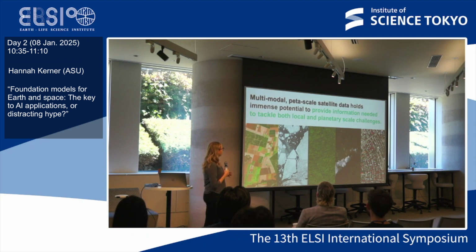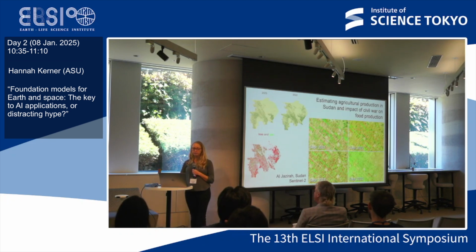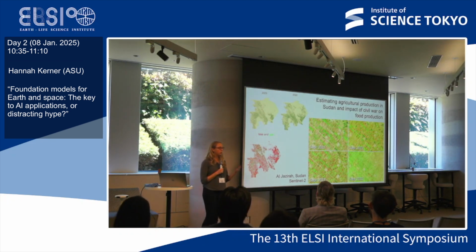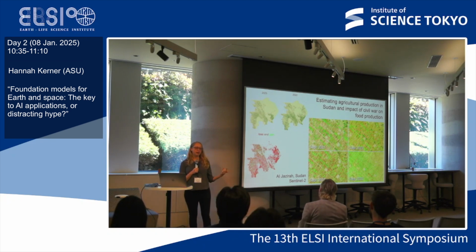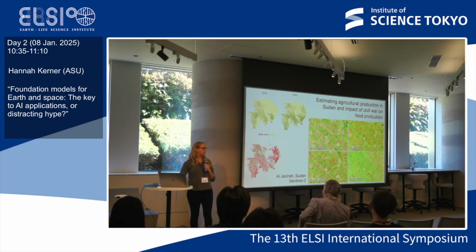And this data has huge potential for helping us to get information that we need for small scale problems on a local, your neighborhood kind of scale, as well as really large scale problems across the entire planet or even our solar system. For example, on Earth, one of the projects in my group is using remote sensing data to estimate how much food is being produced in different places, including in Sudan, and what impact extreme events like wars, or the civil war in Sudan, have had on food security, to help with famine early warning.